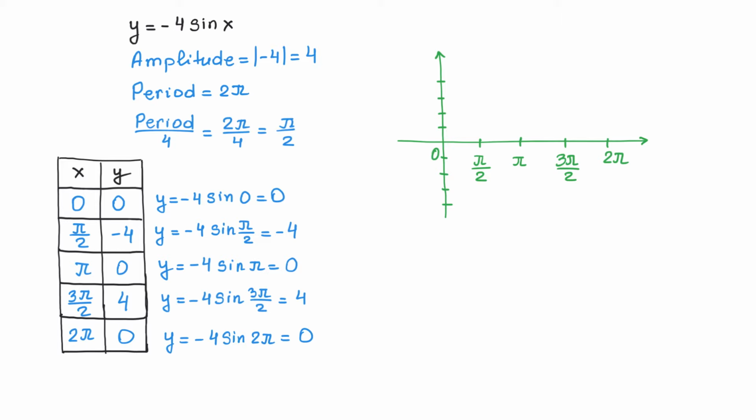The first one is 0, 0, and that is the origin. The next one is pi over 2 and negative 4, so from pi over 2 we will go down negative 4. The next one is pi, 0, then the next one is 3 pi over 2 and up 4, and the last one is 2 pi, 0. Now what is left is to connect these points and form the graph. So then, here we have the graph of y equals negative 4 sine of x.